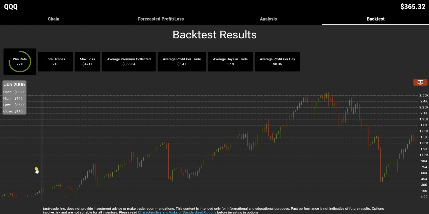Actually, I wonder. No, so these must be in nominal actual value dollars, not option numbers. So these would be 471 actual dollars, 366 actual dollars. Average profit per trade is $6.47 over the long haul. Average is almost 17.8 days in a trade, almost 18, and your average profit per day is 36 cents.